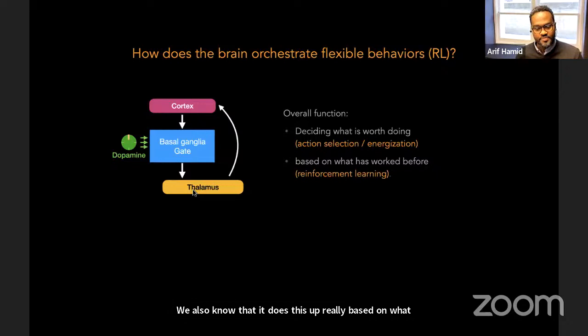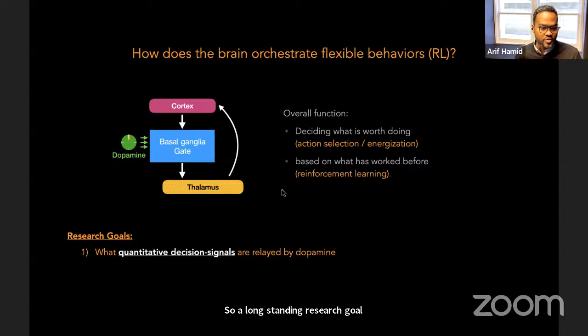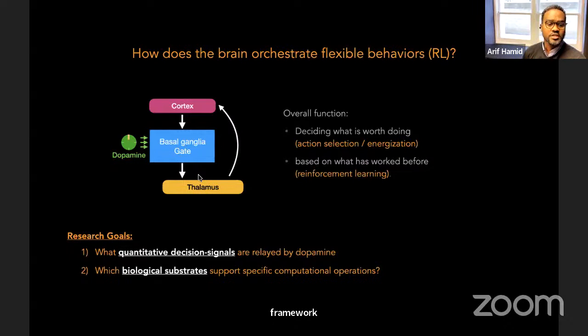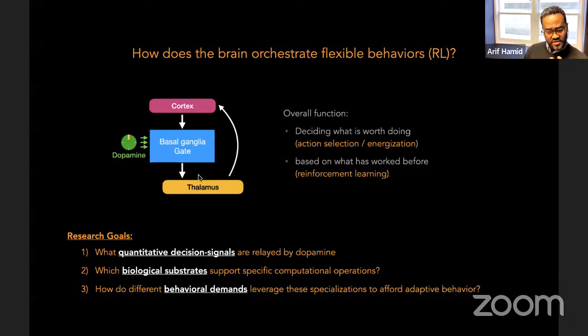So a longstanding research goal of mine has been to provide a very specific and quantitative description of what decision signals are being relayed by the neurotransmitter dopamine as it modulates this underlying circuitry, under normative theoretical frameworks. And to look under the hood and identify biological and circuit substrates that end up supporting some of these very specific computational operations, really to be able to understand how different behavioral demands end up leveraging some of these circuit and computational specializations to afford adaptive and flexible behaviors.